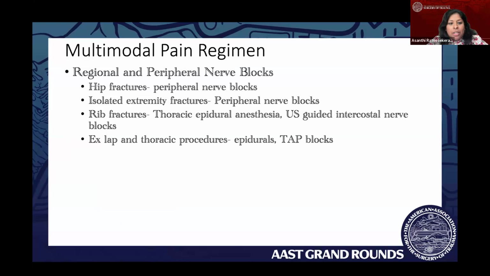Isolated extremity fractures, rib fractures, I think it's important to have thoracic epidural anesthesia, but in my institution, where we lost our pain service, this is a luxury. So instead, perhaps ultrasound-guided intercostal nerve blocks or other types of nerve blocks can help these patients. If you have older adults with exploratory laparotomies or thoracic procedures, if you can have access to epidurals, great, but if not, other types of blocks such as TAP blocks may help these patients significantly.